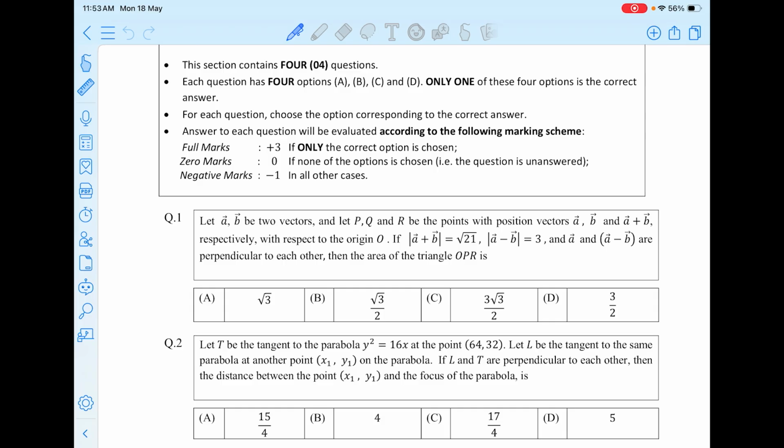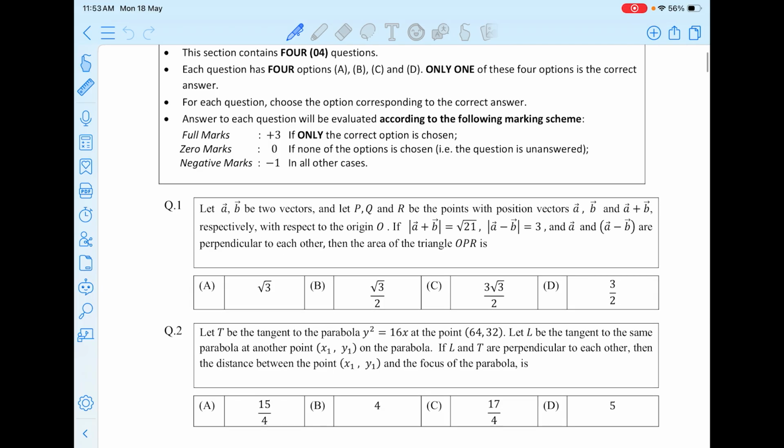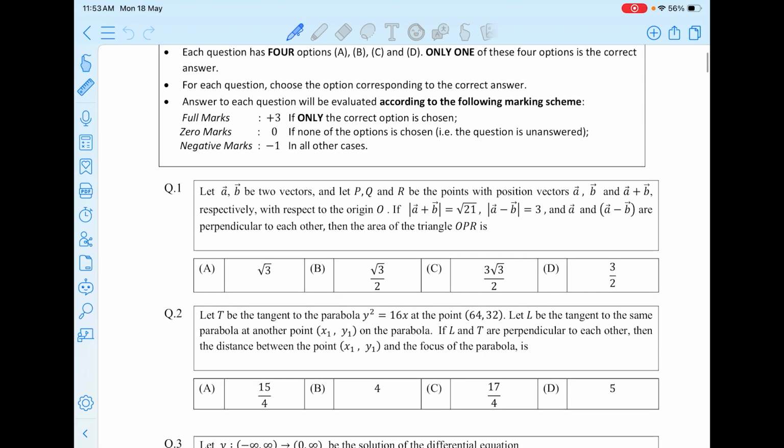They are saying that a and b are two vectors. P, Q, R are the points with position vectors a, b and a plus b respectively with respect to origin O. Magnitude of a plus b is given, magnitude of a minus b is given, and they are saying a and a minus b are perpendicular. They are asking to find the area of triangle OPR. What is the P vector? P vector is A, R vector is A plus B. So what is the area of triangle OPR?